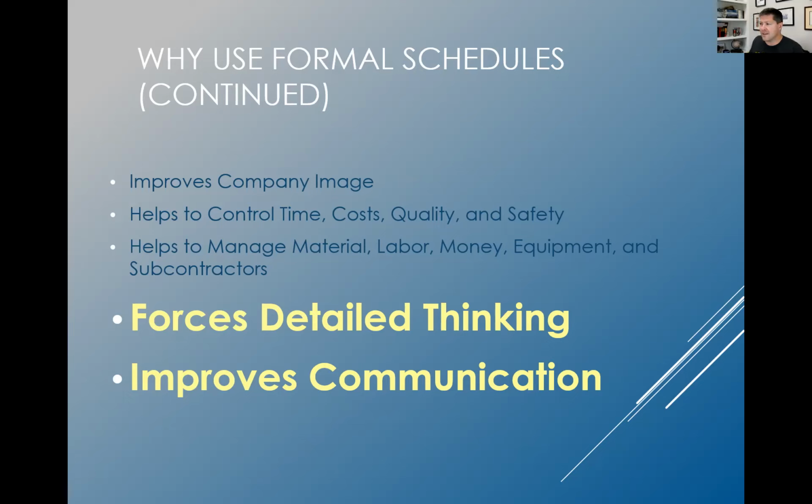It forces detailed thinking. When you create the schedule, it forces you to think about the job site as a whole, the whole project. What comes first, second, and third? When do I need materials to make sure that these tasks are completed? It just makes you think on a very detailed level of how you're going to build the project. And it improves communications. You get that schedule out to all your vendors, everybody's on the same page, everybody knows when they're supposed to be there, what they're supposed to do, what they're working on, and when they're supposed to be finished.